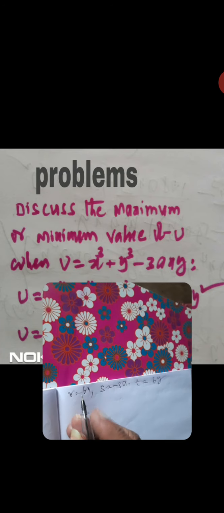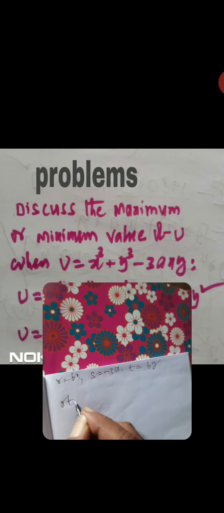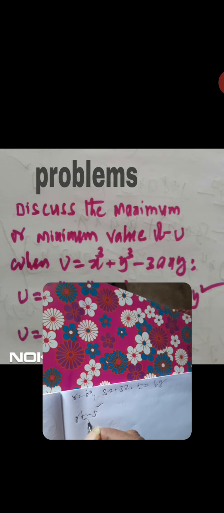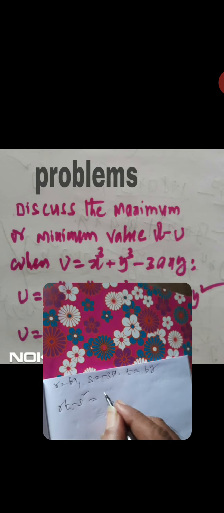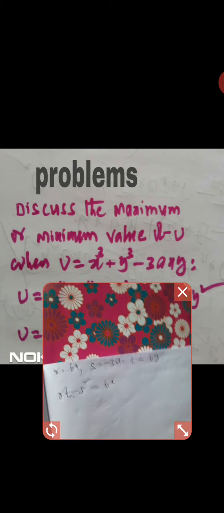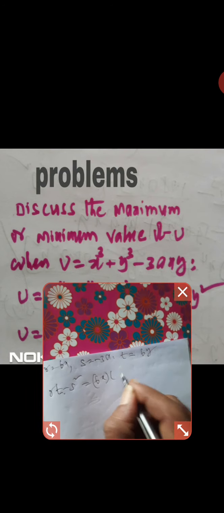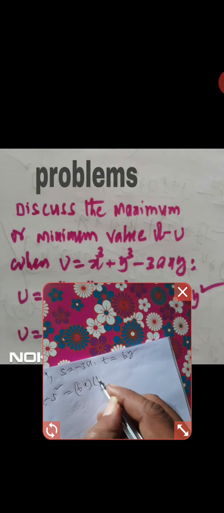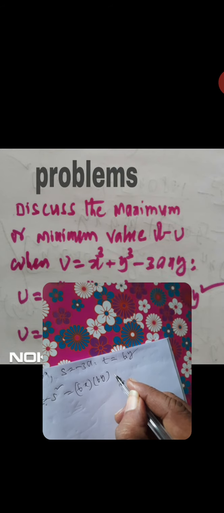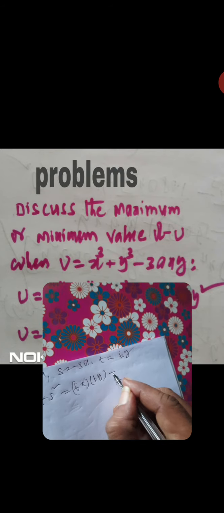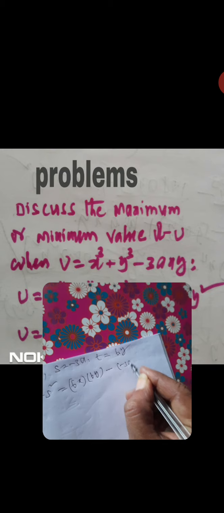Now third step, what do you find? RT minus S square. Is this positive or negative? R is equal to 6x into T is equal to 6y, minus S square, minus of minus 3a whole square.